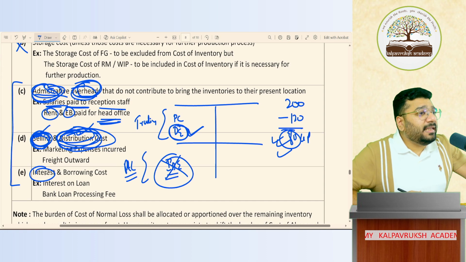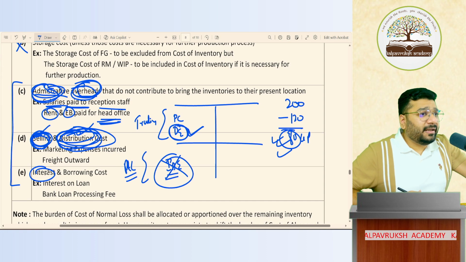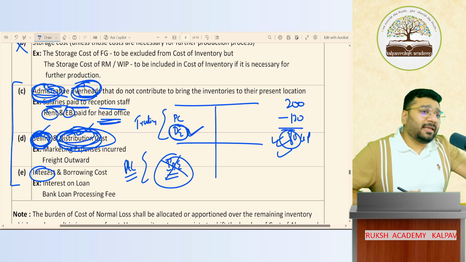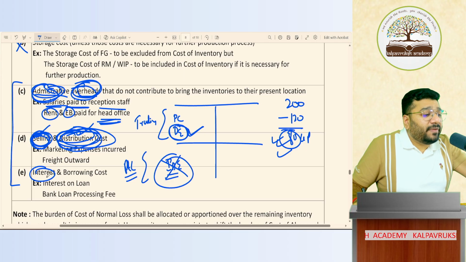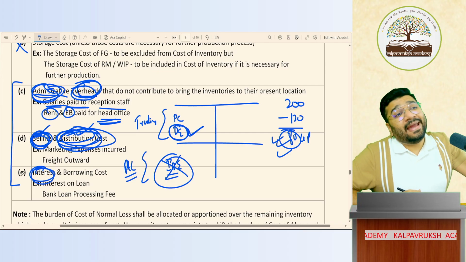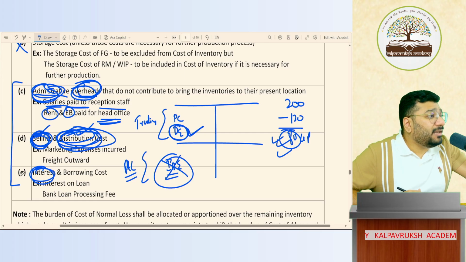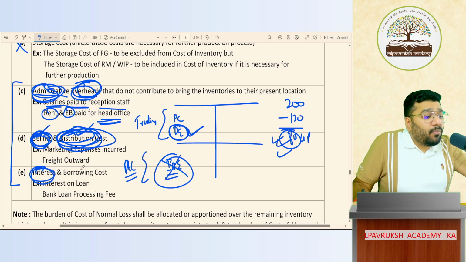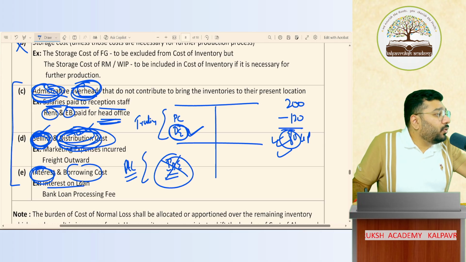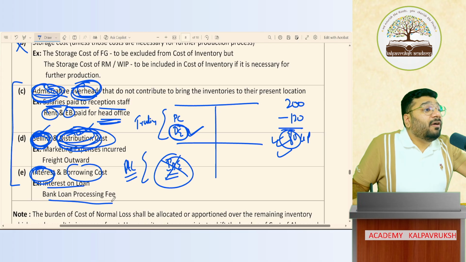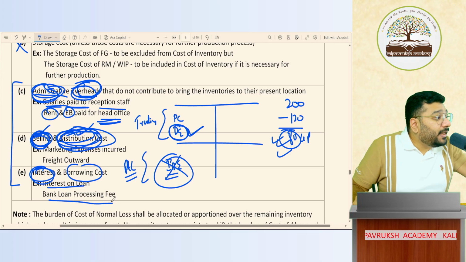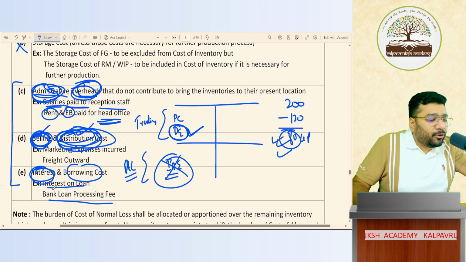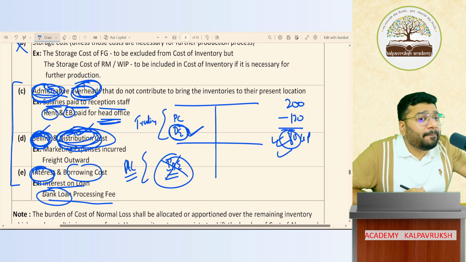You have taken a loan to run your business and you are paying interest on that loan. Can you shift the burden of the loan interest onto the customer? Hell no. So what are interest and borrowing costs? Interest on loan, bank loan processing fee. Whenever any debt funding, that is borrowing, is done, any cost incurred for that borrowing, interest cost, bank loan processing fee, nothing will be a part of your cost of inventory. It is excluded from the cost of inventory.